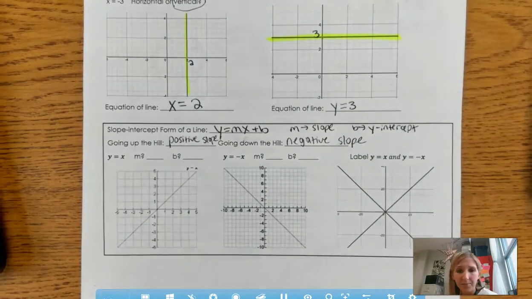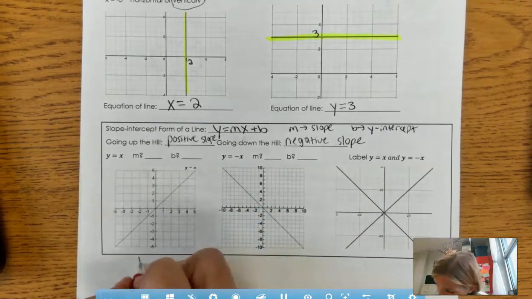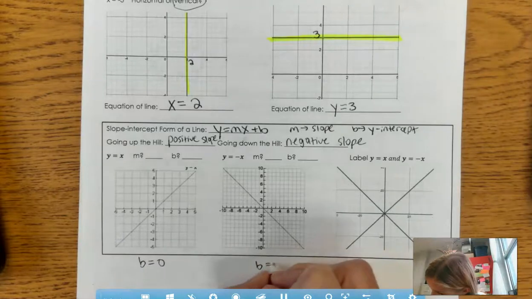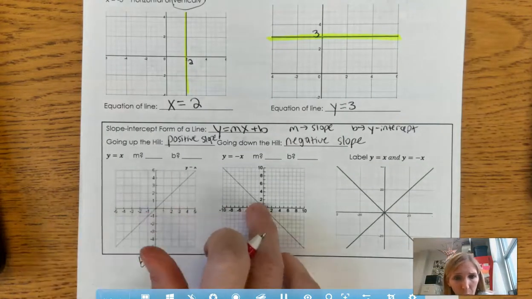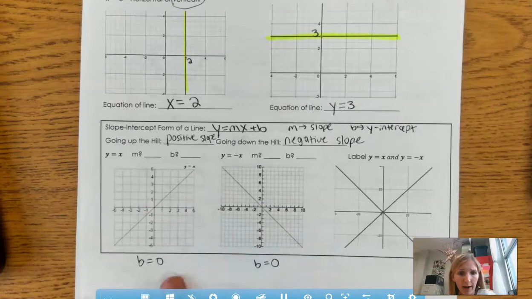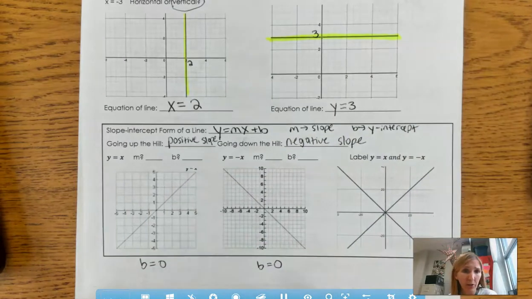All right, so we have two simple lines where the y-intercept is 0. The y-intercept is 0 because the lines go right through the origin, right? That's where it hits the y-axis. So we don't even need to worry about b in our formula. We just need to find the slope.